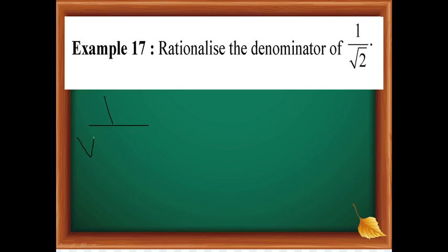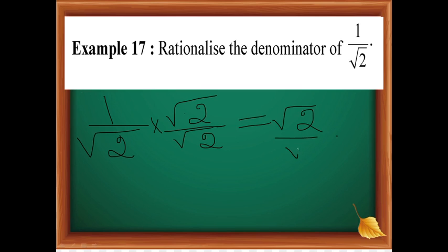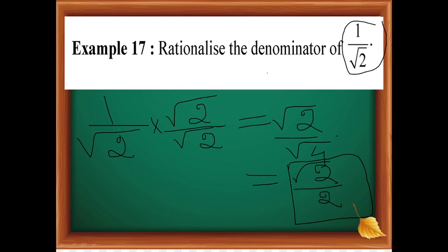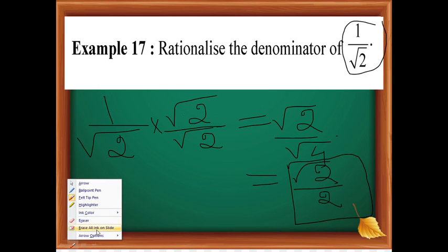1 by root 2. We should multiply root 2 to both the sides, to both the numerator and denominator. Then we will get root 2 by root 4. Our answer is root 2 by 2. So root 2 by 2 is the rationalized form of 1 by root 2. I think you understood. This is very easy.